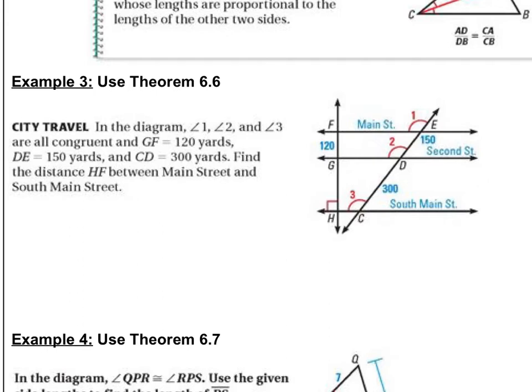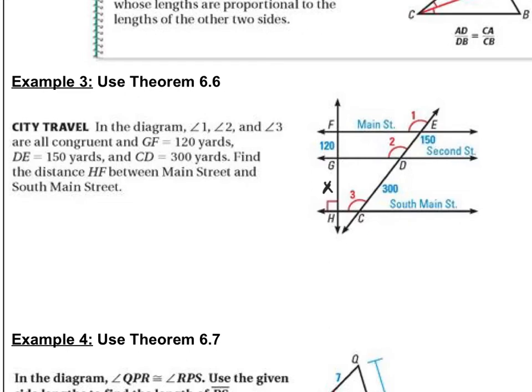So let's locate HF. Basically we need to figure out what HG is first. I'm going to call this our X. But because we have three parallel lines, 1, 2, 3, and we know that by the converse of corresponding angles. They're corresponding, they're in the same spot, they're all equal, making these lines all parallel. Because we know that, we can set up a proportion.